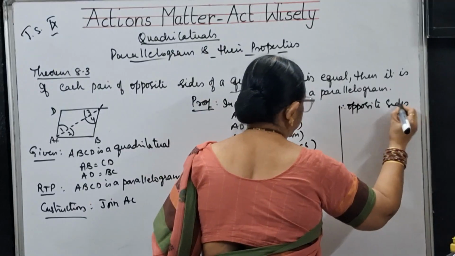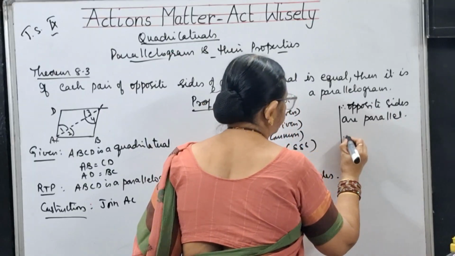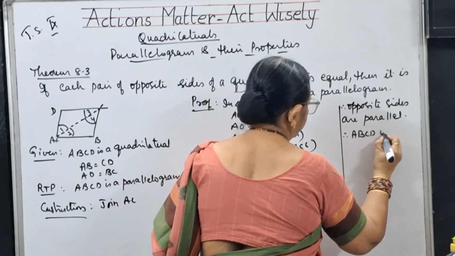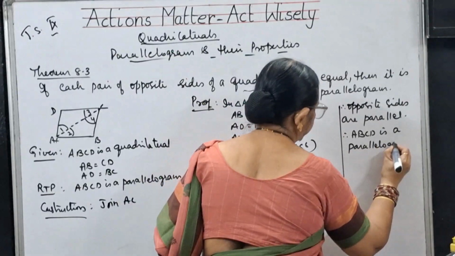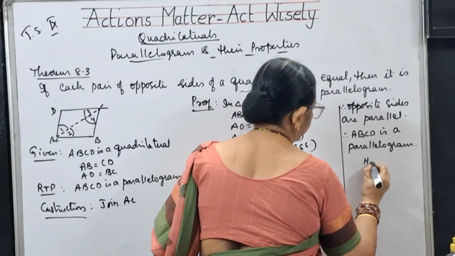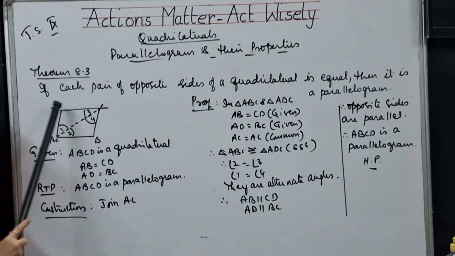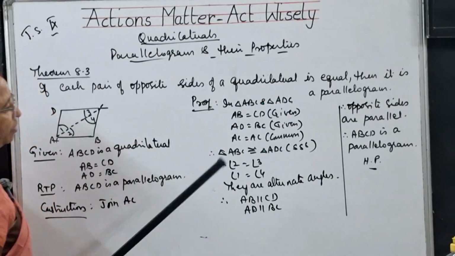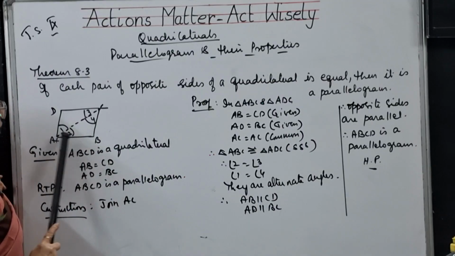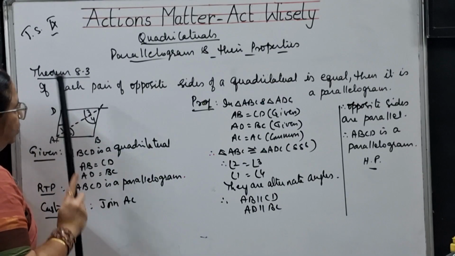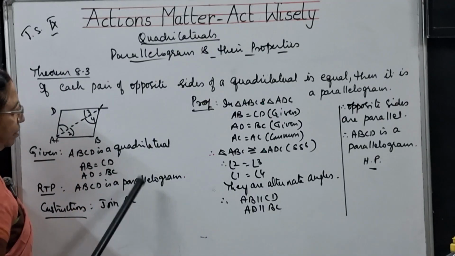Opposite sides are parallel. When opposite sides are parallel, we can say that ABCD is a parallelogram. So this is the proof of this theorem, children. Once again, if each pair of opposite sides of a quadrilateral is equal, then it is a parallelogram. That means in ABCD, given ABCD is a quadrilateral, AB is equal to CD, AD is equal to BC, they have given. We need to prove ABCD is a parallelogram.